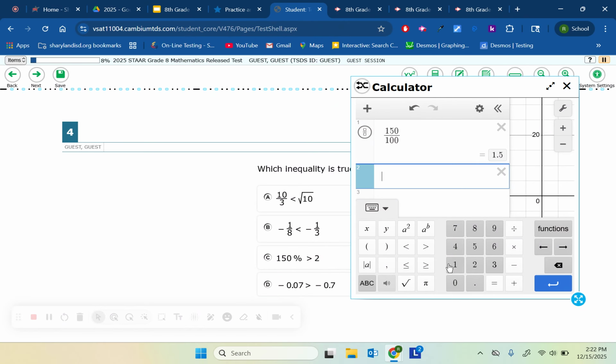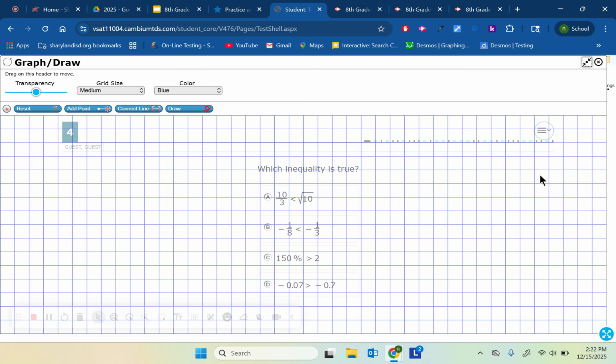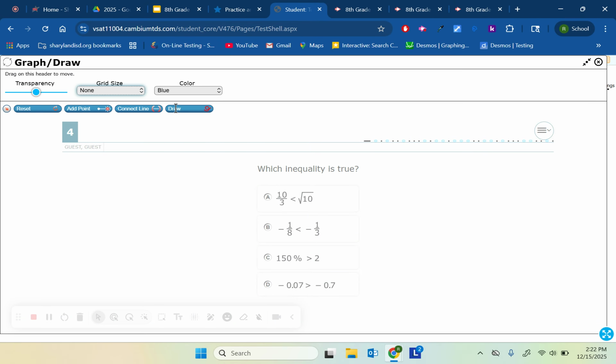Again, let's type that in. Well, you can just look at the numbers themselves. If I could graph these on a number line. All right, let's graph and draw. And if I can graph on a number line, I actually can do a line. Ta-da! And I can draw this.